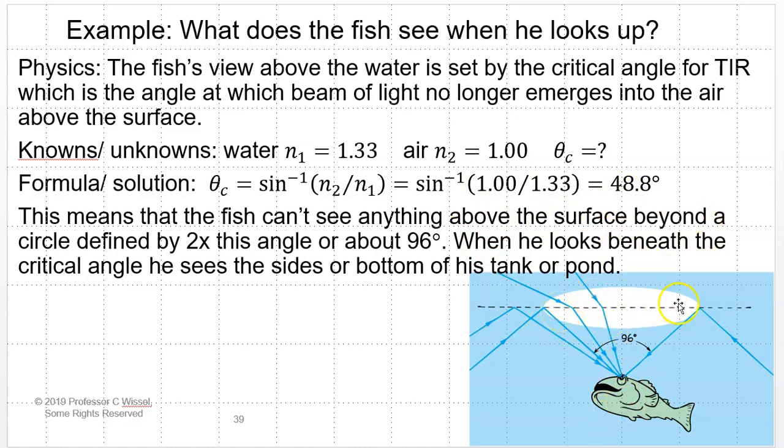That means the fish sees about a 96 or 97 degree angle here, roughly. So when he looks beyond the critical angle, looks over here somewhere beneath the critical angle, all he sees is the sides or bottom of the tank or pond. Now, if you ever watch people catch fish with their bare hands, they approach them close to the surface of the water. They're putting their hands over here. That means the fish can't see them. They're putting their hands over here and then they grab the fish.